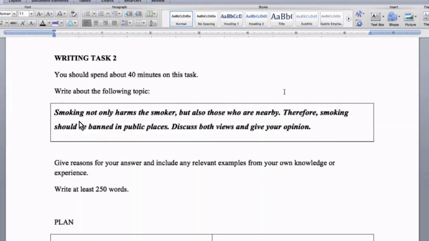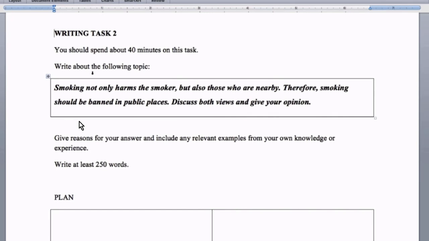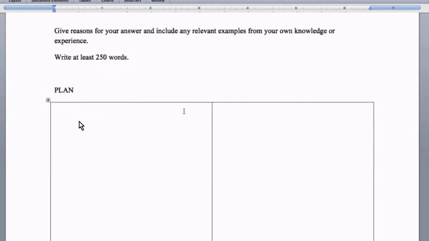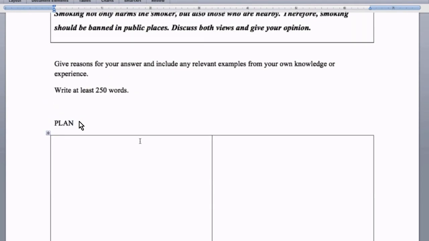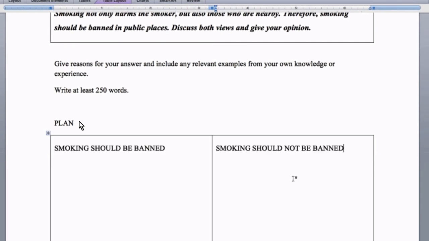Okay, so this is the essay we're going to write today. Smoking not only harms the smoker but also those who are nearby. Therefore, smoking should be banned in public places. Discuss both views and give your opinion. So you should immediately just go to your plan. What I like to do is just write a couple of sentences here just to make it clear what you are going to argue. Something like that.